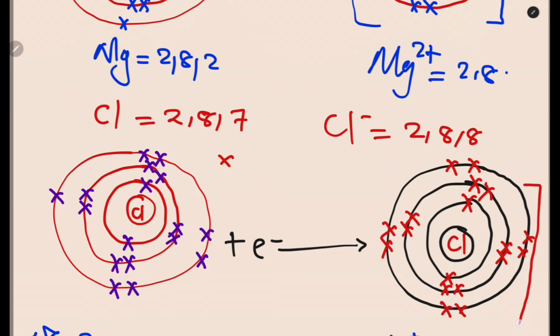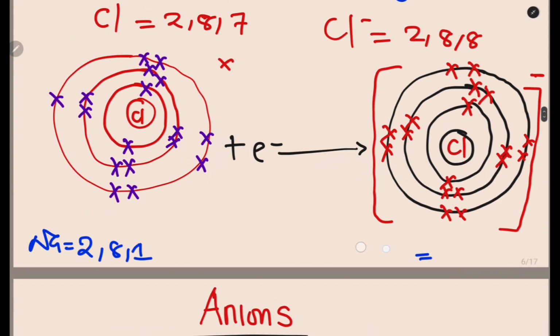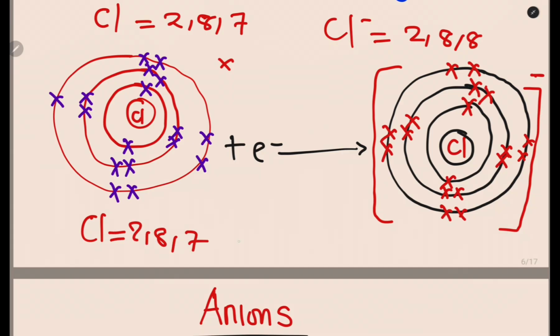Then you put it in brackets. Make sure that those brackets are large enough. Then a negative just at the right upper corner. So this is how it is going to appear. Chlorine is 2, 8, 7; chlorine ion is 2, 8, 8. So this is how the ion is going to appear. I guess we have no problem up to this point.